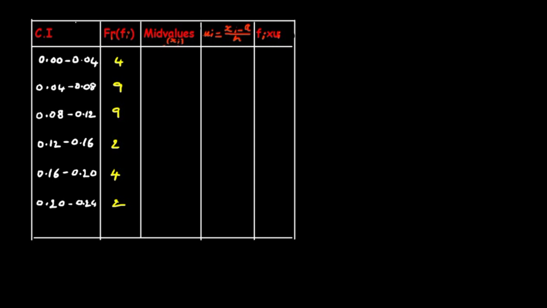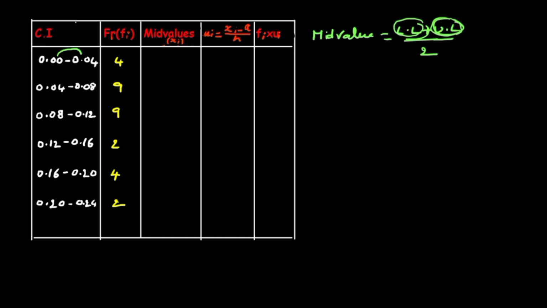So what is the mid value? How do we find these mid values? You can note down the mid value formula. The mid value is equal to the lower limit plus the upper limit, divided by 2. LL means lower limit, UL means upper limit.